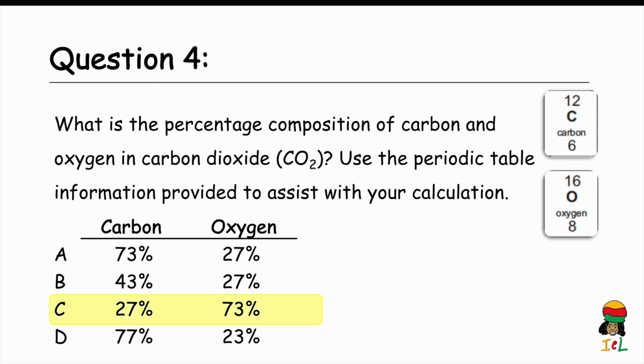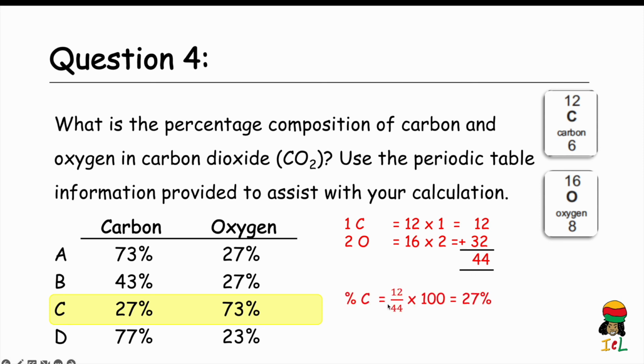The answer is C, where the percentage composition of carbon is 27 and that of oxygen is 73 within carbon dioxide. How did we arrive at the answer? First, we find the relative mass for carbon dioxide. As you can see, the relative mass for carbon is 12 and that for oxygen is 32, and the relative mass for carbon dioxide is 44. Therefore, the percentage composition of carbon is 12 divided by 44 multiplied by 100, which is 27, and the percentage composition of oxygen is 32 divided by 44 multiplied by 100, which is 73%.